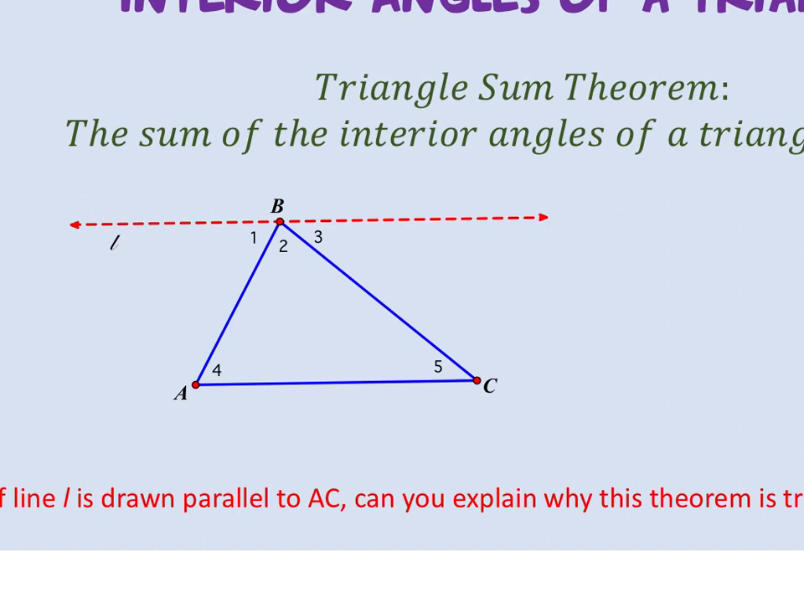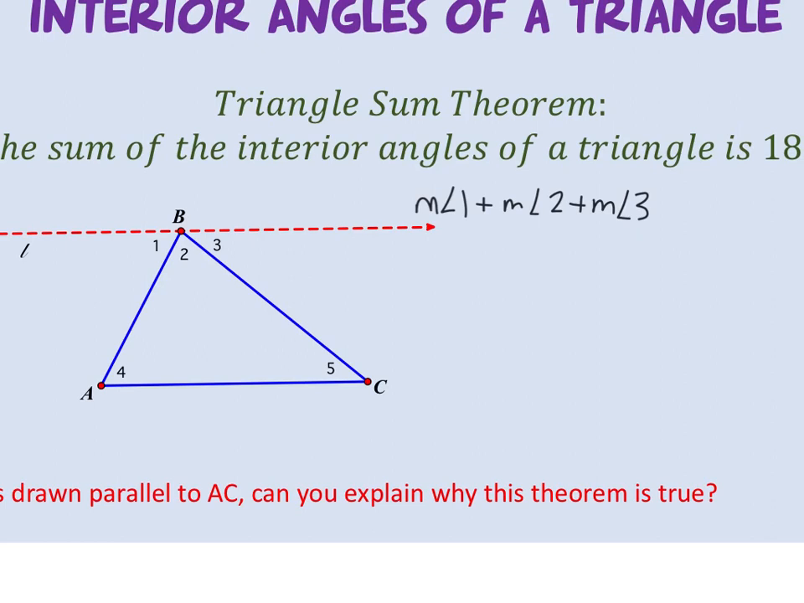Well, I would know that the measure of angle 1, plus the measure of angle 2, plus the measure of angle 3 is going to equal 180 degrees. The reason is those three angles, you piece them together, they form a straight line. A straight angle always equals 180 degrees. Now, because these two lines are parallel, angle 1 and angle 4 are going to be congruent. So the measure of angle 1 is equal to the measure of angle 4.